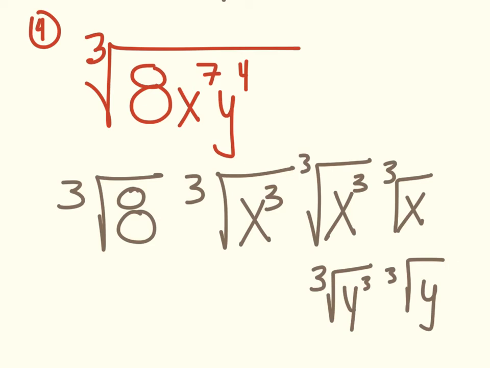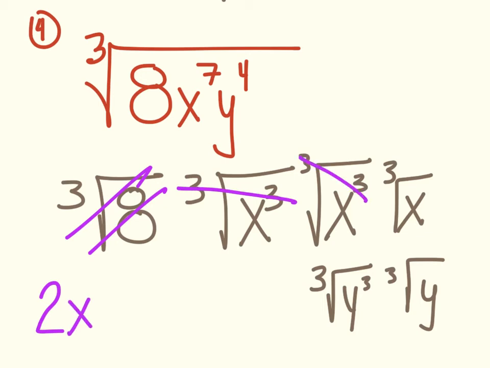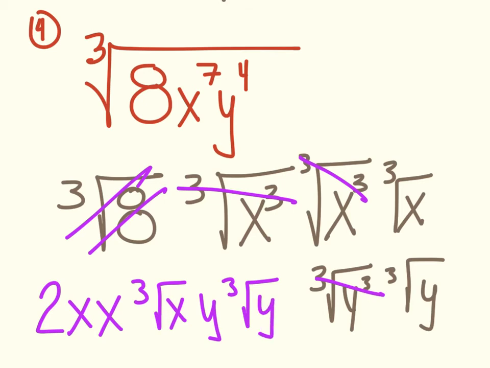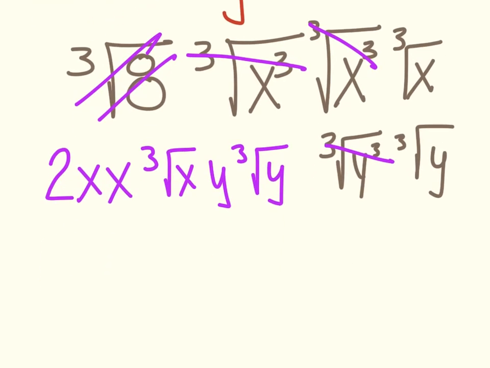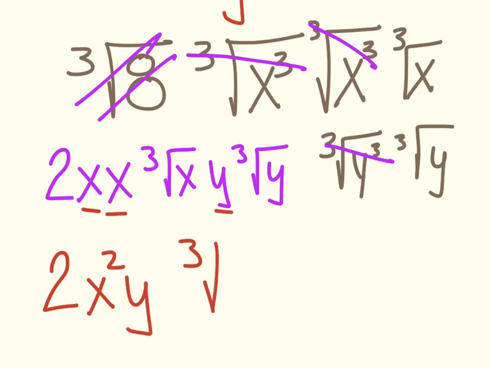So now I'll just go through. I know the cubed root of 8 is the number 2. Those cancel, so out comes an x. Those cancel, out comes the x. This guy's going to stay under the cubed root. Those cancel, out comes a y. And that guy's going to stay under the cubed root. So when I go to write my final answer, I have a 2. X times x is x squared. Pull out my y as well. And I'll take one big cubed root with the x and the y underneath it.